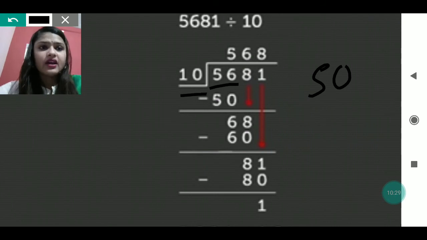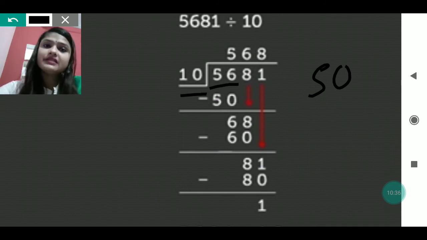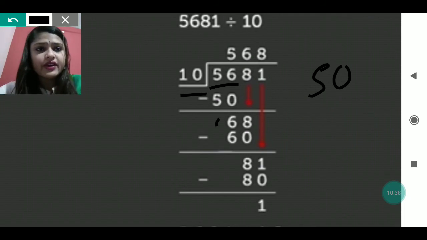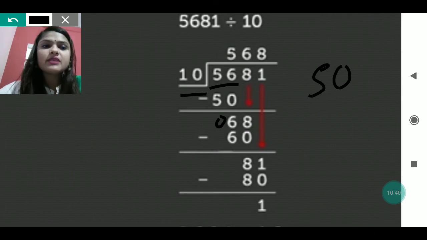Now we will subtract from 56. Then 6 minus 0 will be 6, and 5 minus 5 will be 0. So we will write 0 here. What have you got as remainder? 6. Okay. Now my dear, is 6 divisible by 10? No, 6 is not divisible by 10.